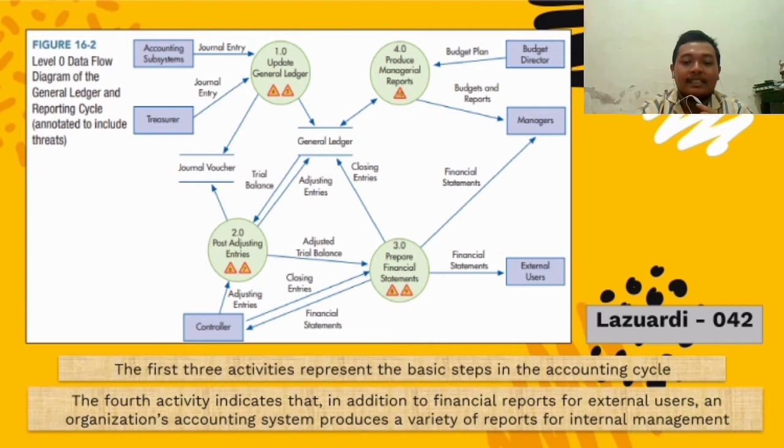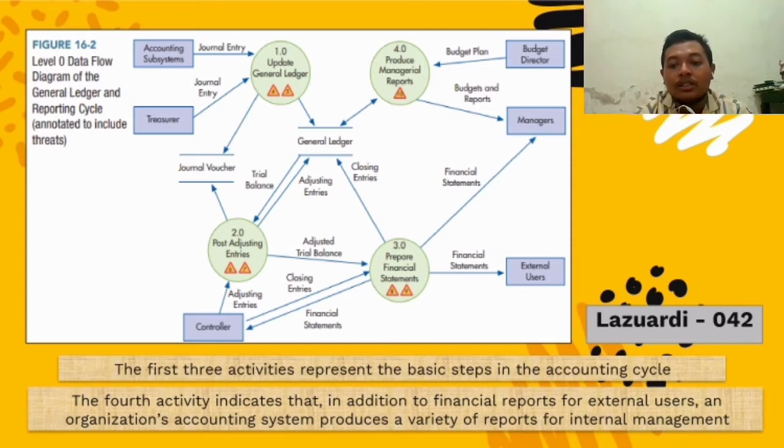Well, next you can see figure 16.2, which shows the basic activities performed in the general ledger and reporting cycle. The first three activities represent the basic steps in the accounting cycle, which culminate in the production of the traditional set of financial statements. So you can see that the first three are the usual process from the transaction until the financial statements. The first is update general ledger.